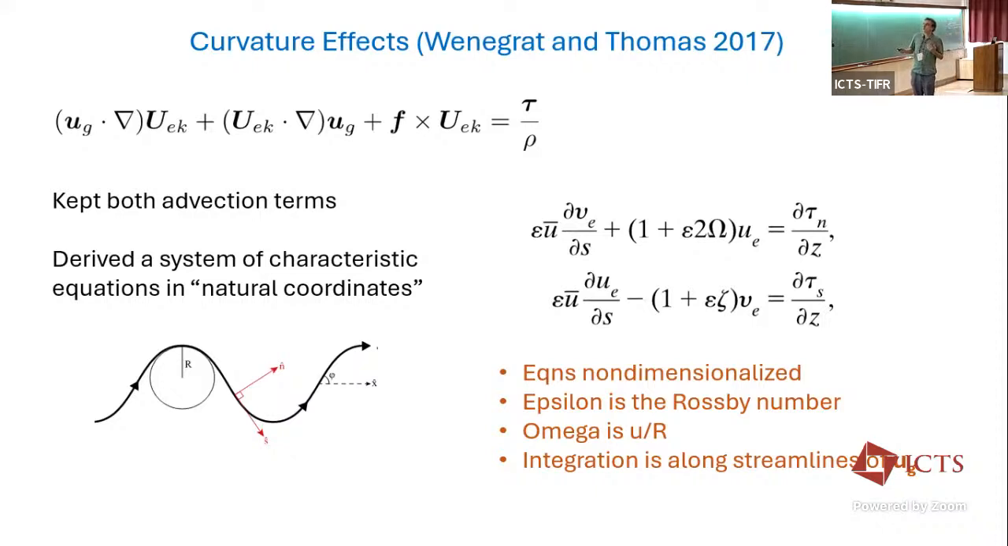A little bit more recently, Wenegrat and Thomas, 2017, put this term back in. They said, sometimes it's important, let's look at it. They went away from worrying about just plain parallel flow to worrying about currents that meander. They were really concerned about the curvature of the flow, and they did everything in streamwise or natural coordinates, where S is parallel to a streamline and N is perpendicular to the streamline.